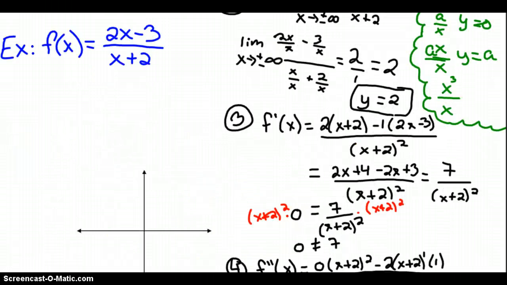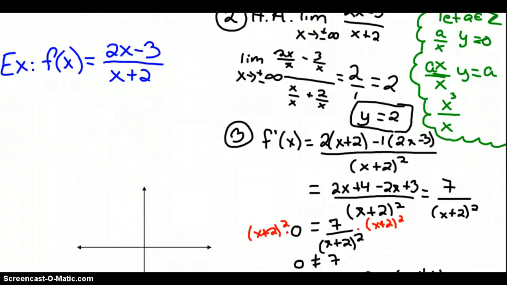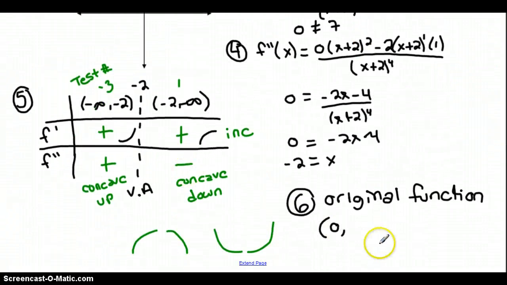Let's go back up to the original function. If x is 0, I get negative 3 divided by 2. Negative 3 halves.